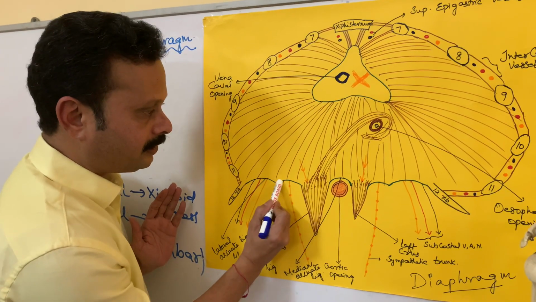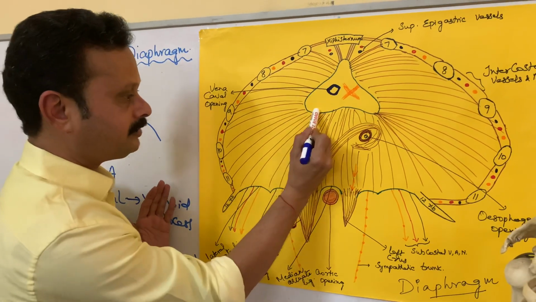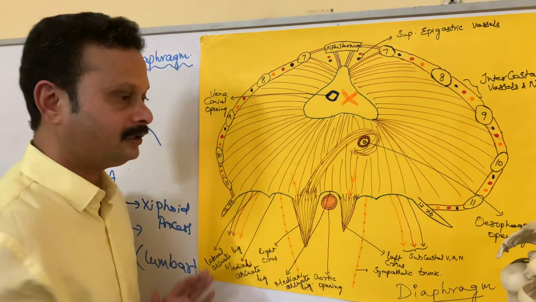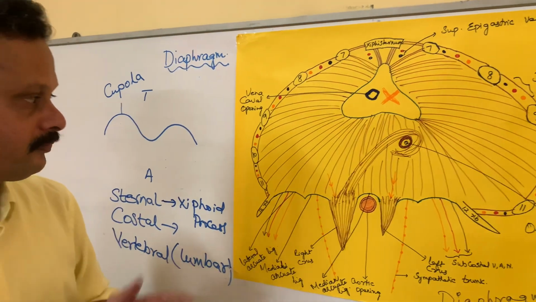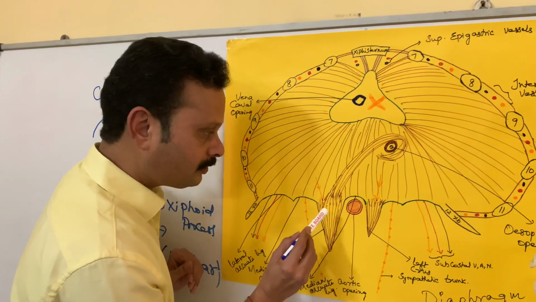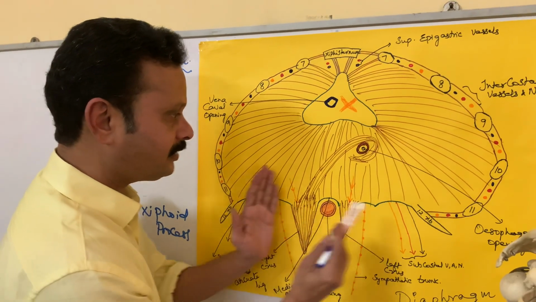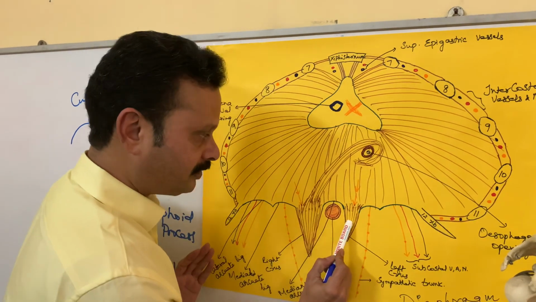From the medial arcuate ligament it is taking origin, and from the lateral arcuate ligament it is taking origin. So on each side the lumbar or vertebral origin is in the form of three sources. Number one, the corresponding crus. If it is the right side, the right crus. If it is the left side, the left crus.